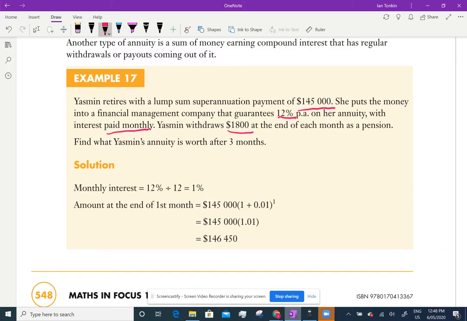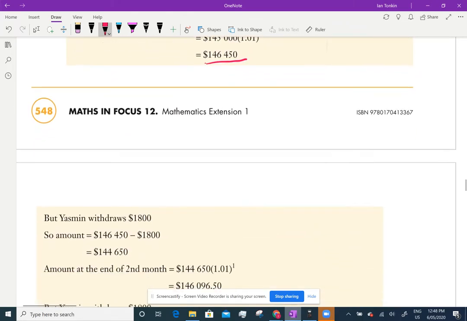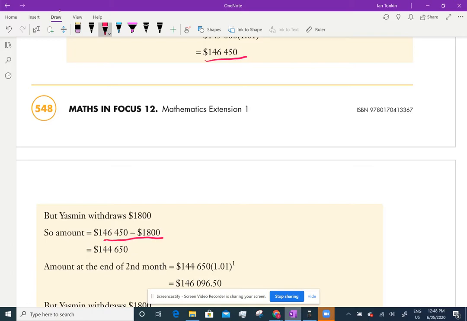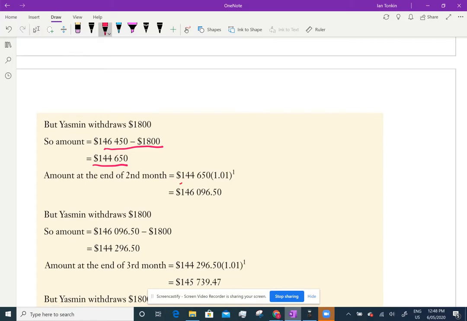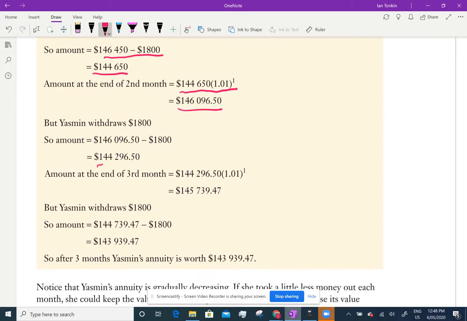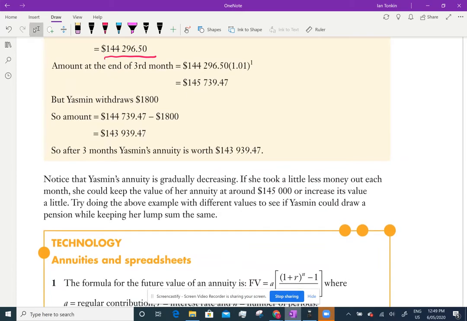So what happens is, because you have to change everything to monthly, you get 1%, and you go, all right, at the end of the first month, it's earned 1%. But you're going to take out $1,800, so that's what's left. At the end of the second month, again, it's earned 1%, so that's what's in there. But you're going to take $1,800 out. And you keep doing that, and that's called a reducing balance. It's decreasing.